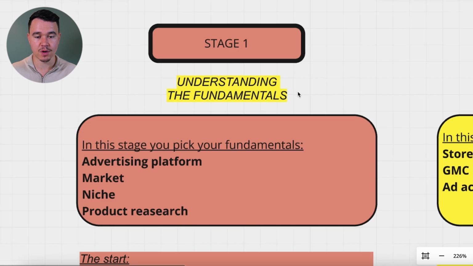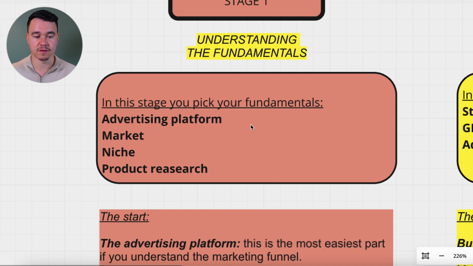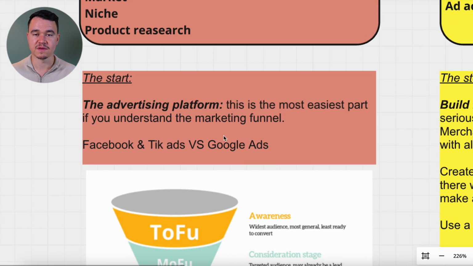In stage number 1, you're going to understand the fundamentals because that's the baseline. In this stage, you will pick your fundamentals. So we're going to pick your advertising platform, you're going to pick the market, you're going to pick the niche, and the way of product research. So let's start with the advertising platform, because that's where it all starts.